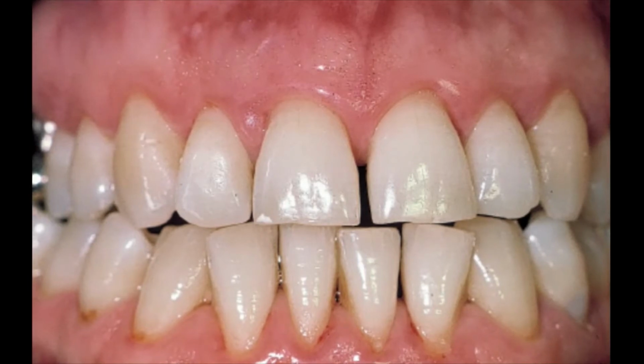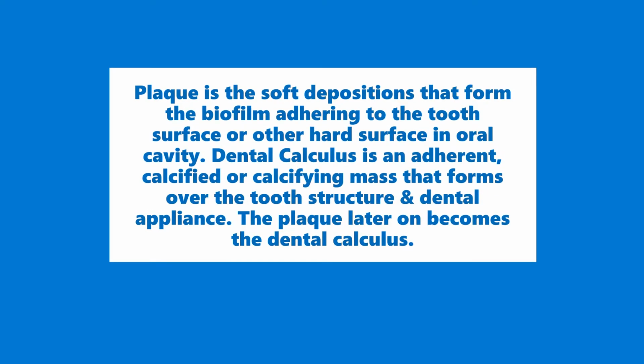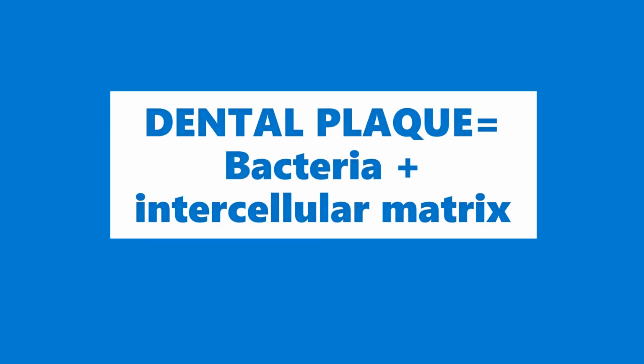Plaque is the soft deposit that forms the biofilm adhering to the tooth surface or other hard surfaces in the oral cavity. Dental calculus is an adherent, calcified or calcifying mass that forms over the tooth structure and dental appliances. The plaque later on becomes the dental calculus. Dental plaque equals bacteria plus intercellular matrix.